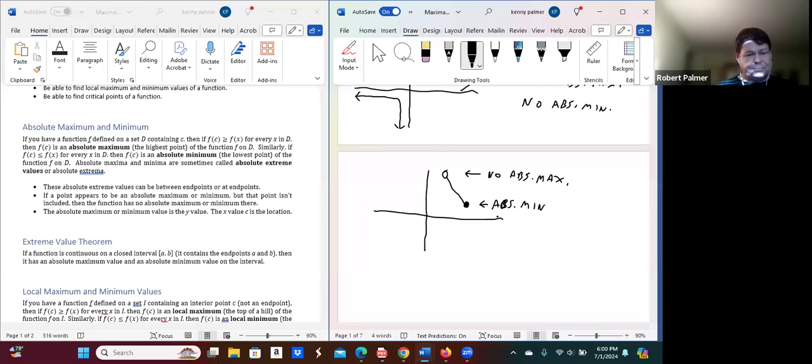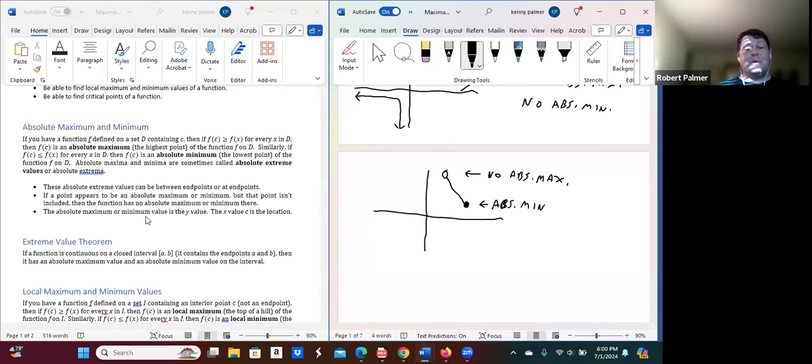Now, a few notes I have on this. Let's come back on the left. These are called absolute extreme values or absolute extrema when you have absolute maximums or minimums. You may see that phrase or that word. These can be between endpoints or at endpoints. It can be somewhere in the middle or at your endpoints. And once again, this is what I just mentioned here, the second bullet point. If a point appears to be an absolute maximum or minimum like this, if the point isn't included, then the function has no absolute maximum or minimum there. That's what we just saw right here.